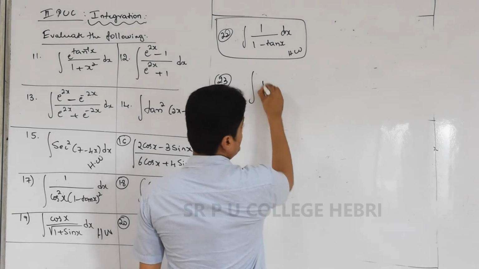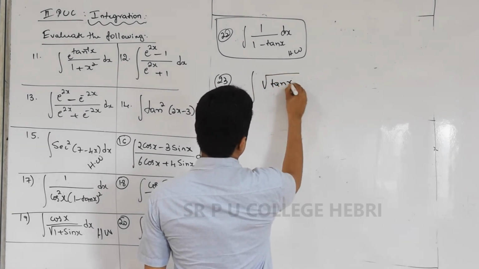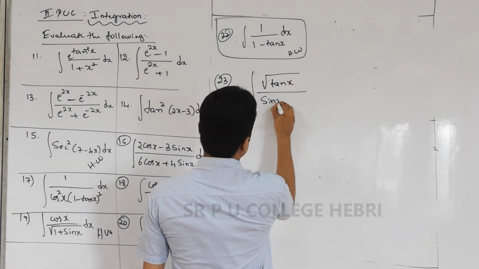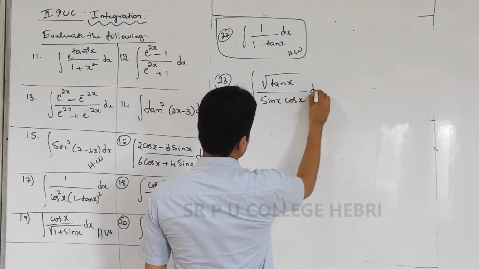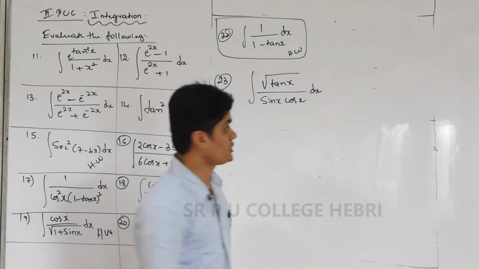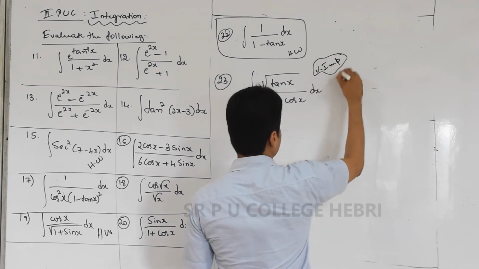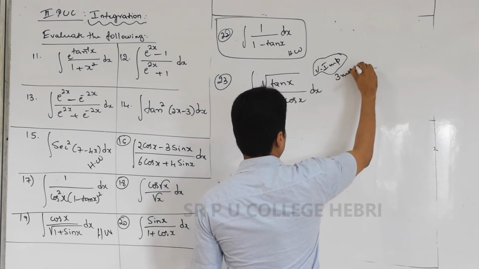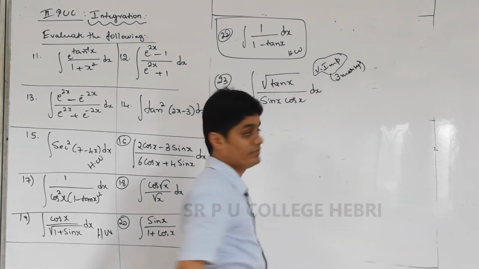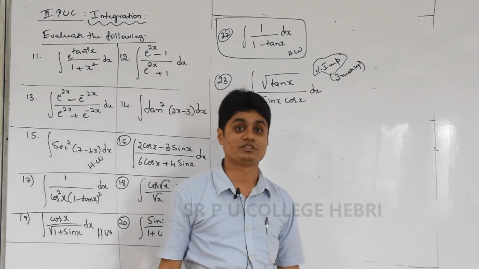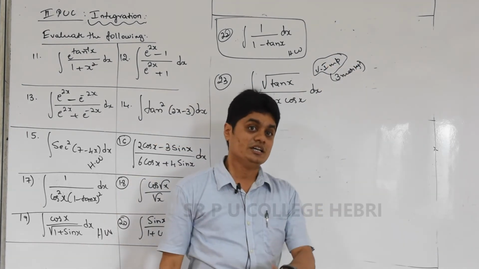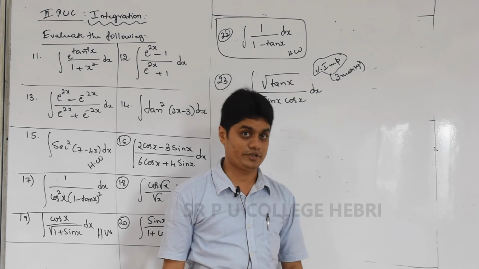Question 23: root of tan x divided by sin x into cos x. This is also one very important question. It has been asked two or three times in the final exam for 3 marks. A very important question, please remember. Even once this question was asked in Karnataka CET also. So remember, one very important question.